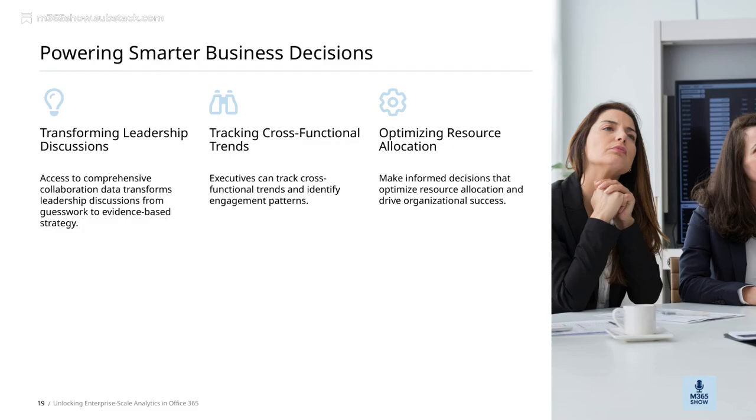Now, let's look at how making informed decisions can really help us optimize our resources and ultimately drive our organization's success. When leaders have access to the right analytics, they can see the bigger picture and make smarter choices. For example, by tracking cross-functional trends, executives can identify patterns of engagement across different teams or departments. This insight allows us to allocate resources more effectively, ensuring that we're supporting areas that need it most.